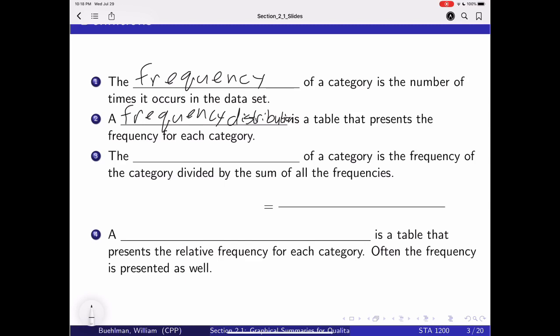Then we have the relative frequency. So the relative frequency is the frequency divided by the total number of frequencies. So the sum of all frequencies. So the way we're going to remember that is this formula right here.